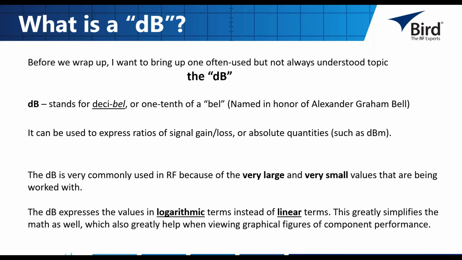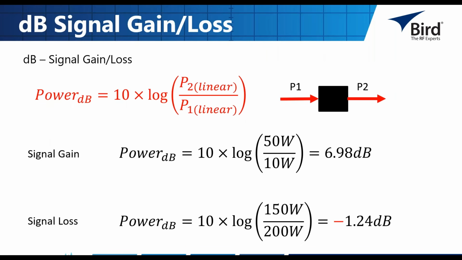So we'll start off with dB as signal gain or loss. We've got a black box system where we give some input power and then receive an output power. In terms of signal gain, maybe you have an amplifier amplifying from a 10 watt to a 50 watt signal. That's going to result in about 7 dB of gain. Or in terms of signal loss, maybe along a cable, say you put in 200 watts, but your resulting power is 150 watts. Now we're describing that as minus 1.24 dB.